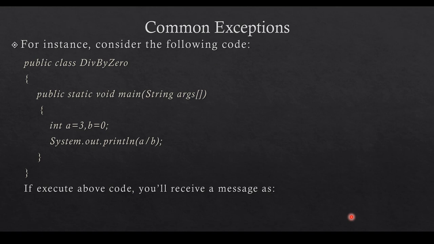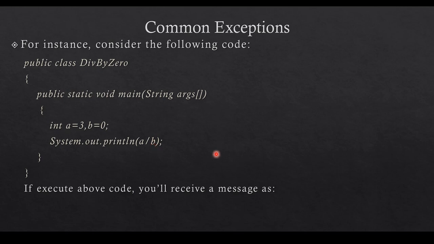Now you are going to see an example code: public class DivBy0. This is an error which you are going to see in the code. public static void main, and inside that you have int a = 3, b = 0. System.out.println(a/b). Now what you are doing is dividing the value a, that is 3, by 0.